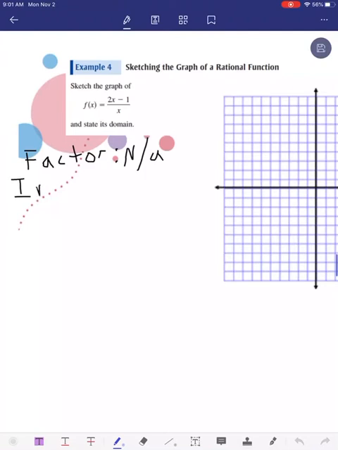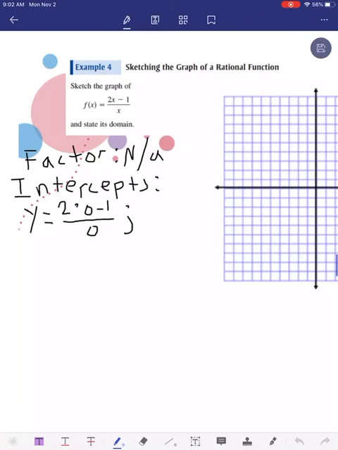Our next thing that we need to find, we said, are our intercepts. So remember, our y-intercepts we're going to find by plugging in 0 for x. So we would have 2 times 0 minus 1. So we're going to get a negative 1 on top. And then we're going to get a 0 on bottom, which we're not allowed to have. So that means that there are not any y-intercepts.